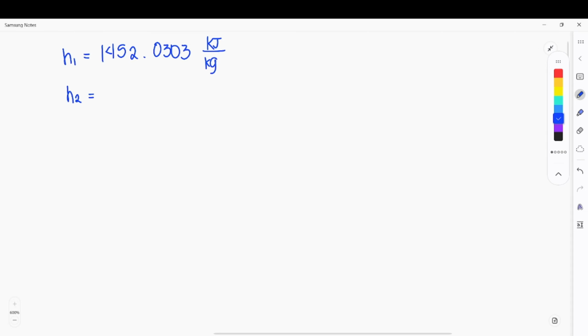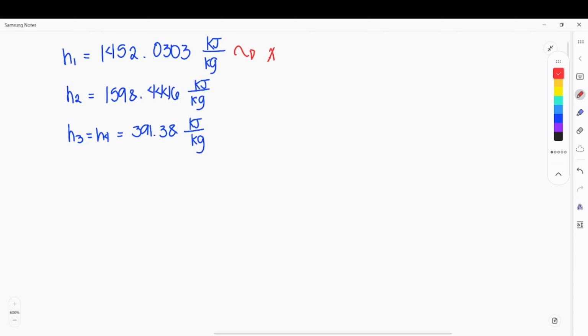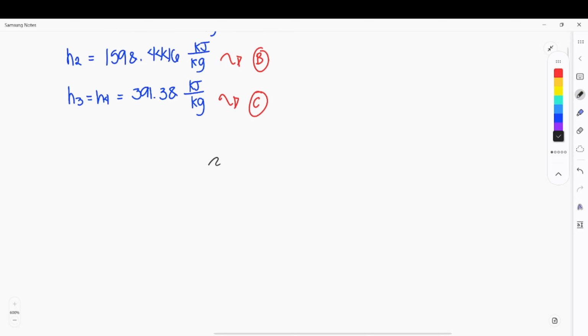Our H1 is 1452.0303. Our H2 is 1598.4446. And our H3, H4 is equal to 391.38 kilojoules per kilogram. Again, yung H1 ay nakastore sa A, H2 ay nakastore sa B, at si H3 at 4 ay nasa C. Okay, alright. Now, let's proceed.